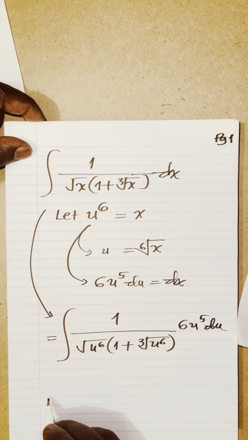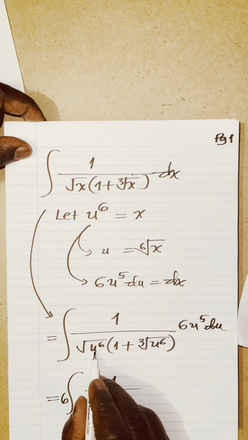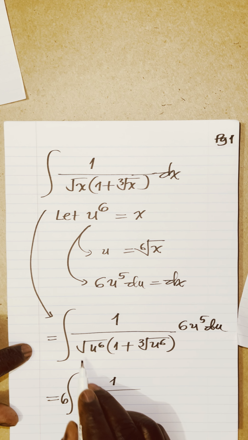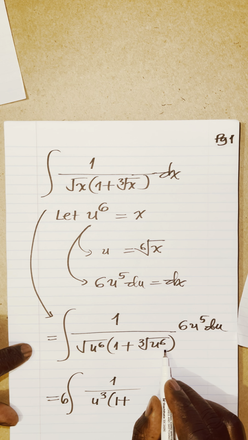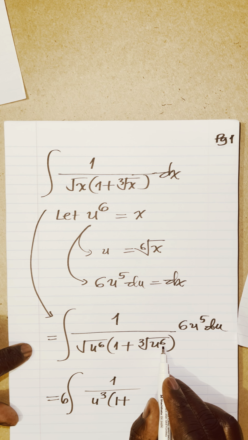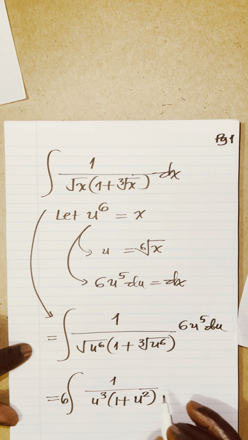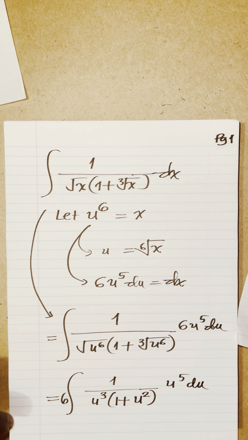It can come out. So we now have the integral, put 6 outside, of 1 all over the square root of, of course positive, u power 3. Remember, you divide the 2 into 6. And then we have 1 plus the cube root of that expression there. Of course, the 3 divides into 6. The answer is 2, so we have u squared. And then multiply this by u to the power 5 du. Fantastic. Remember, the 6 is outside like so.